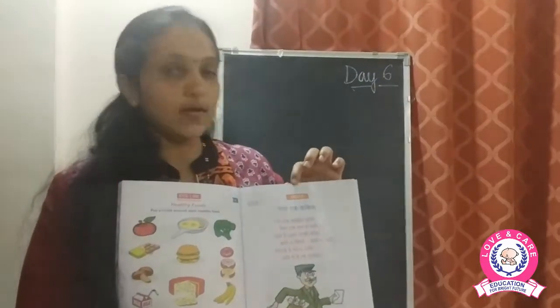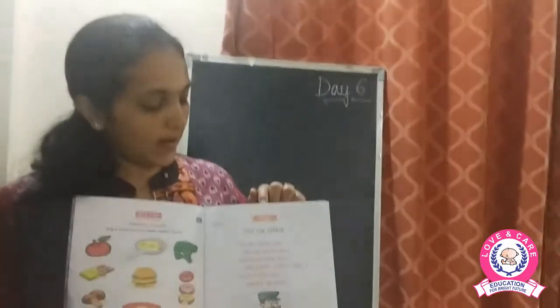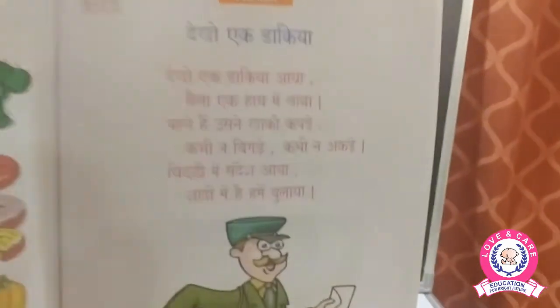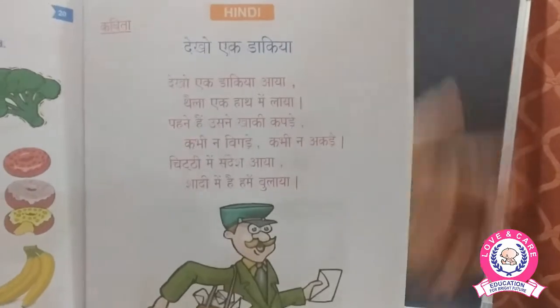Okay children, now we are going to learn one Hindi rhyme that is on the back side of your book. That is here on the back side of the book. The name of the rhyme is देखो एक डाकिया. Now who is the डाकिया?